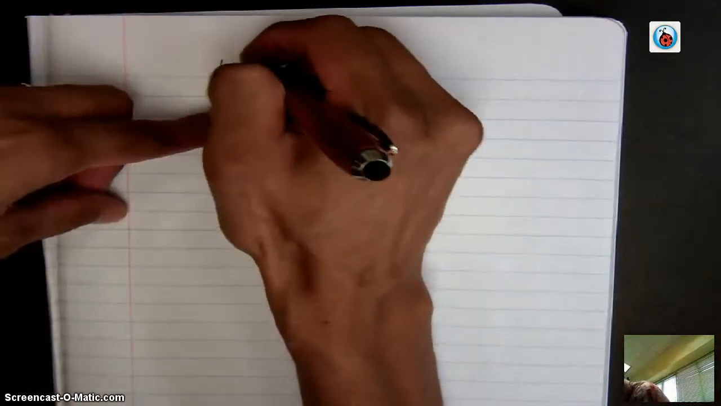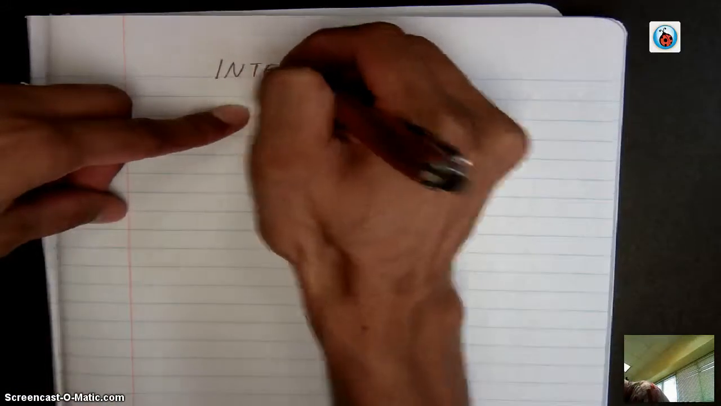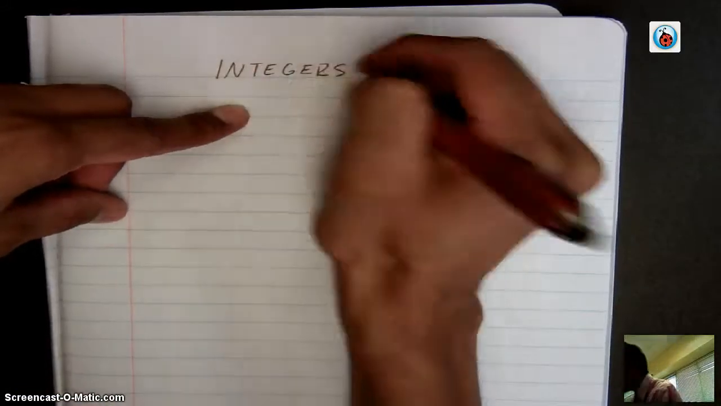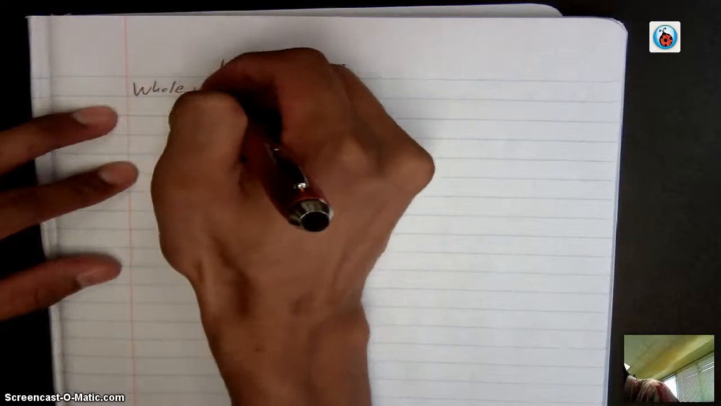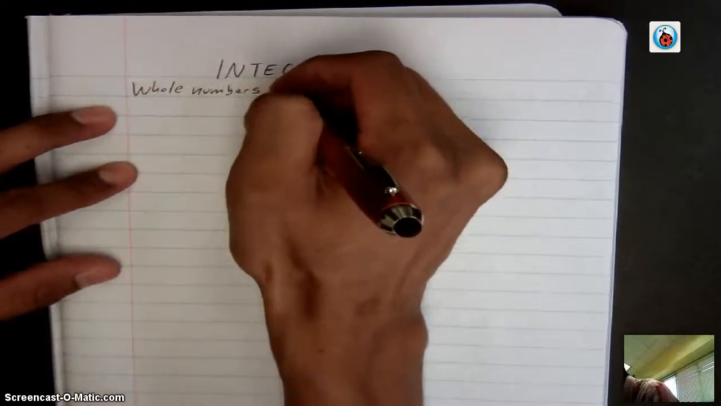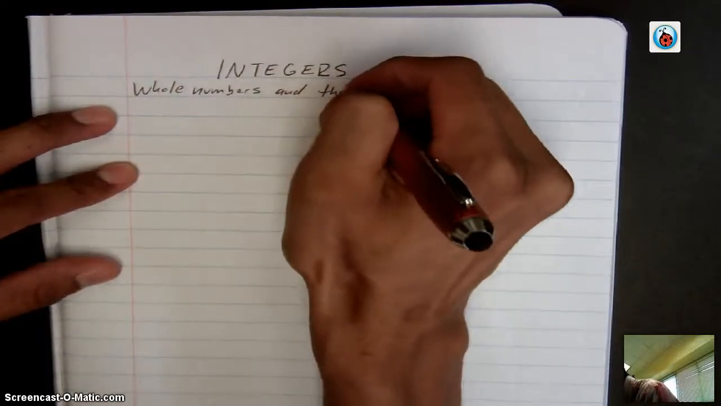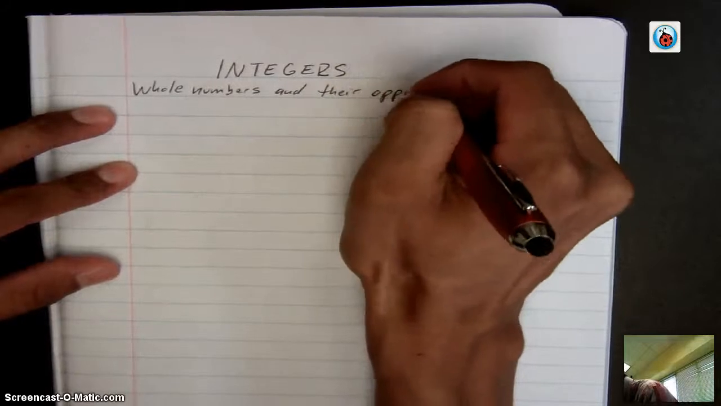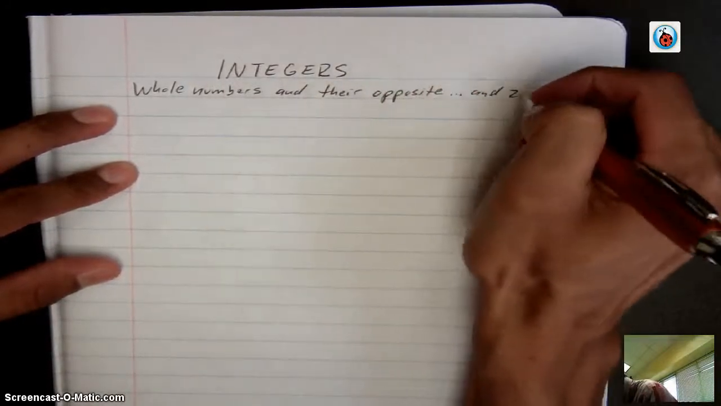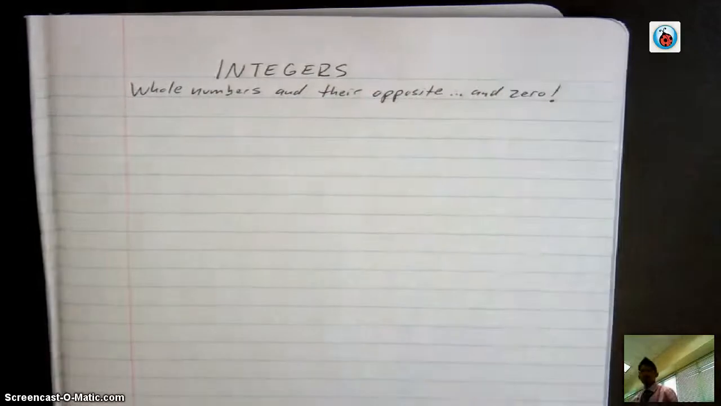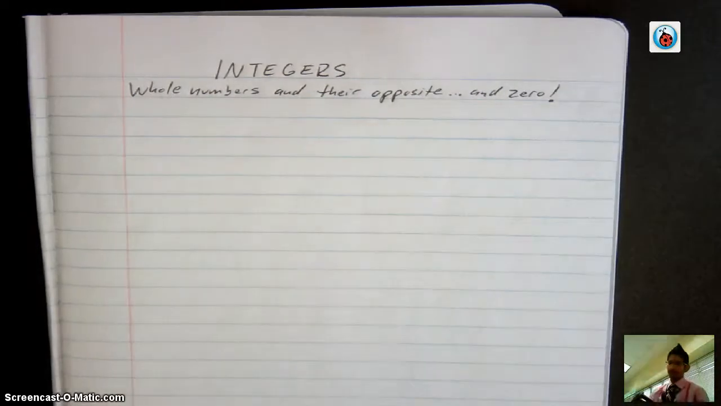All right, so at the very top, I want you to write integers, I-N-T-E-G-E-R-S. And integers are whole numbers and their opposites, and zero. I forgot to talk about that a lot today in class. Zero is also an integer. So an integer is basically a positive number, a negative number, and zero.